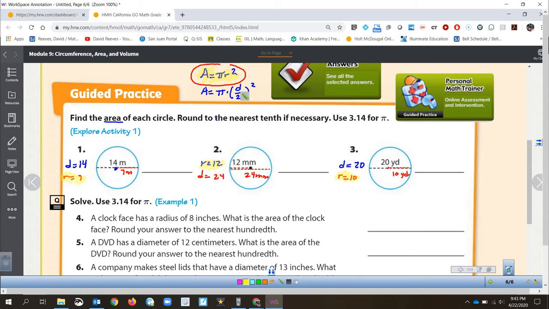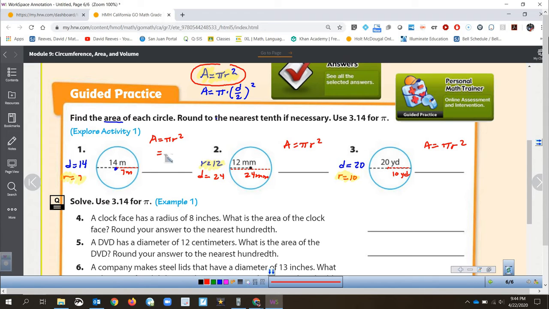Again, you're welcome to use this formula and actually take a half as you plug it in. But if you find the radius ahead of time, I just think it's easier to do the same thing every time. So for each of these problems, I'm going to have A equals pi r squared. Area is pi times radius squared. All right? Okay, so now what are we going to do?